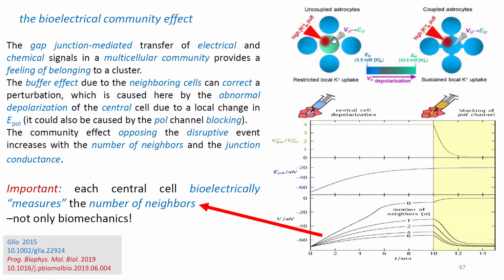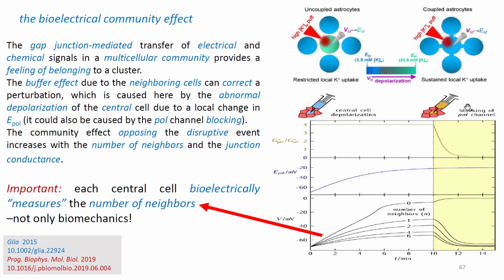Imagine that the cells are disconnected. The cells are initially in a polarized state, but some change, for instance, an external action on a central cell, causes a depolarization. If the cells are not connected, if the number of effective neighbors is zero, nothing is going to try to reestablish the initial situation. Nothing will be able to keep the cell in the initial polarized state. The cell immediately depolarizes with time.